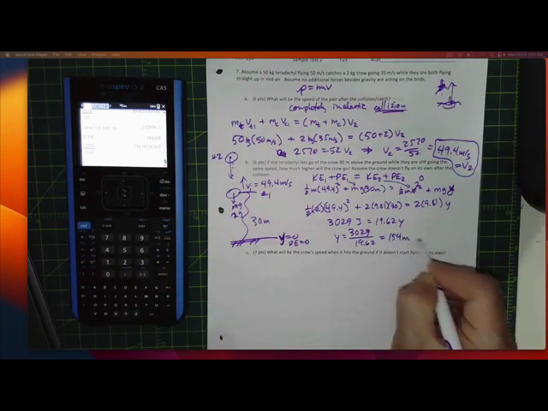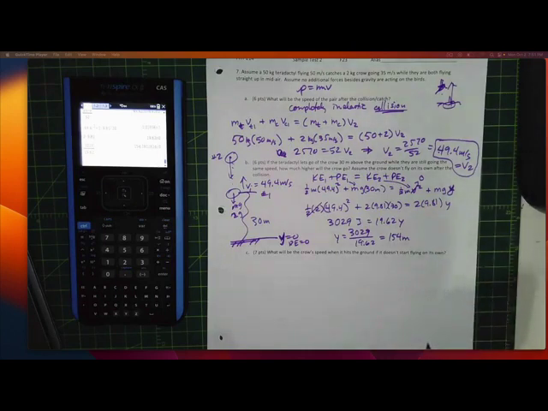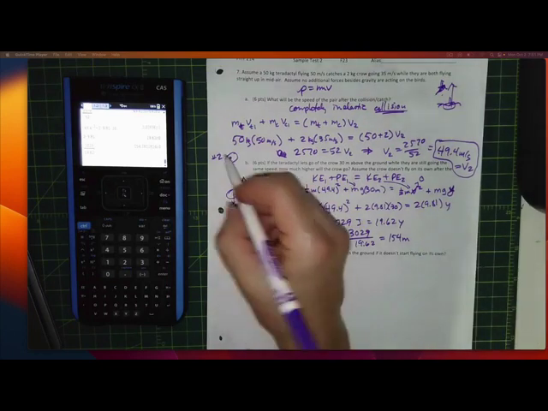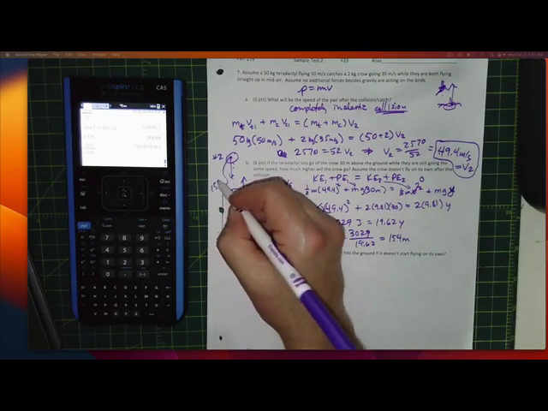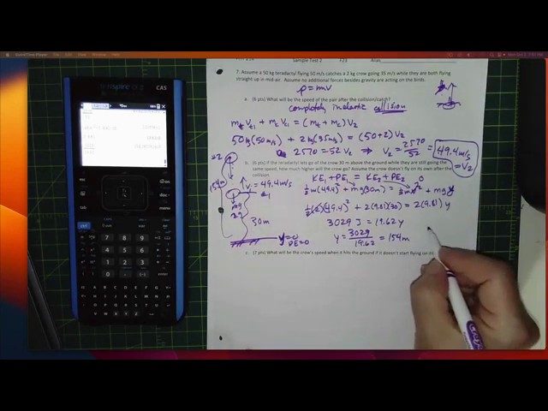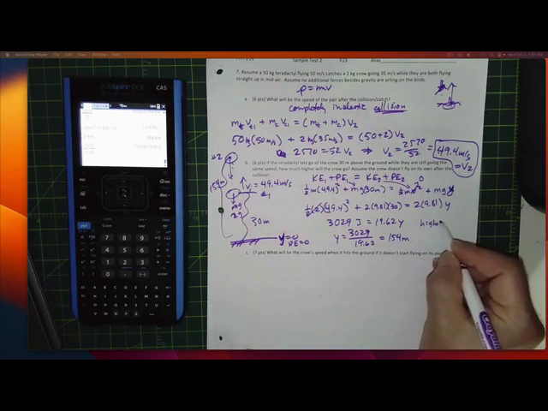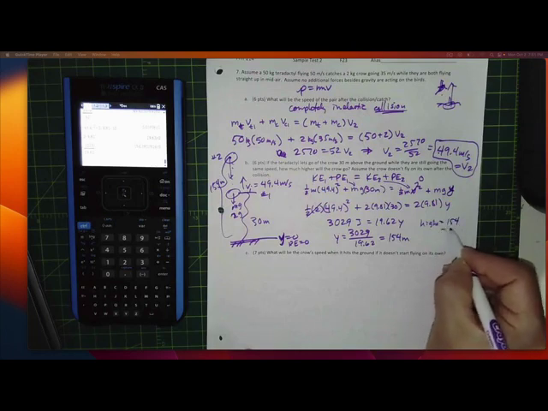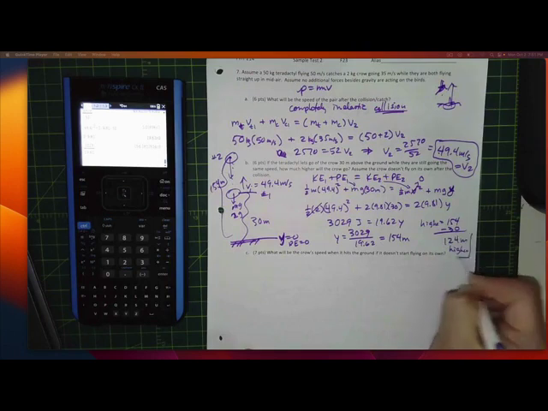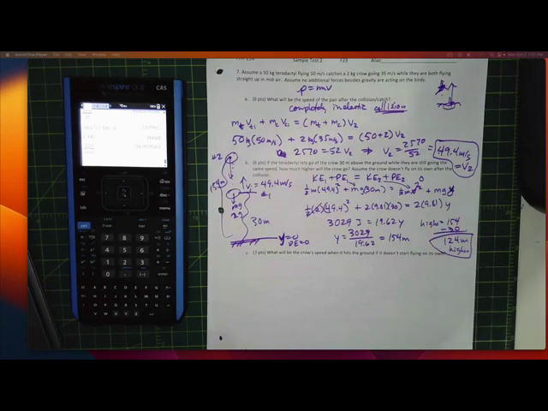154 meters. Is that right? I guess so. Very high. And so how much higher? So he's 154 above the ground. So how much higher? We'll have to subtract off. So higher is 154 minus the 30 that he was already. So he goes 124 meters higher. Alrighty.